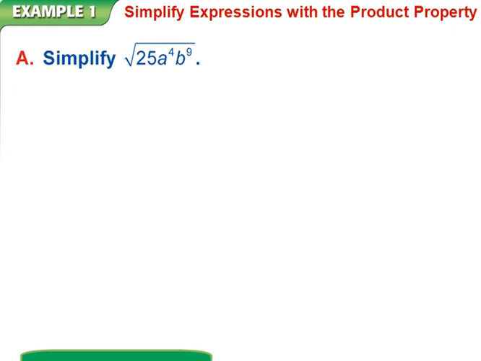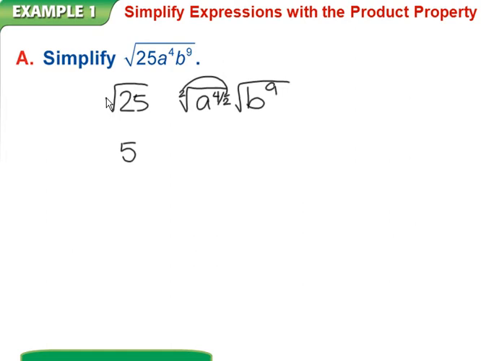So we said at the beginning that you can separate square roots. Okay, square root of 25, that's just 5. The square root of a to the 4th. Remember that there's an imaginary 2 there, and we divide the exponent by 2. So this becomes a squared. Now if we did that same thing with the 9, 9 divided by 2 is not going to come out even. So what we're going to do is split apart the square root of b to the 9th.